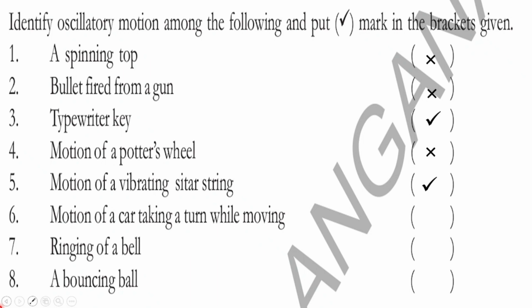Motion of a car taking a turn while moving. No. Ringing bell. Yes, it is oscillatory. Bouncing ball. It is also oscillatory. So these are the examples which are in oscillatory motion.